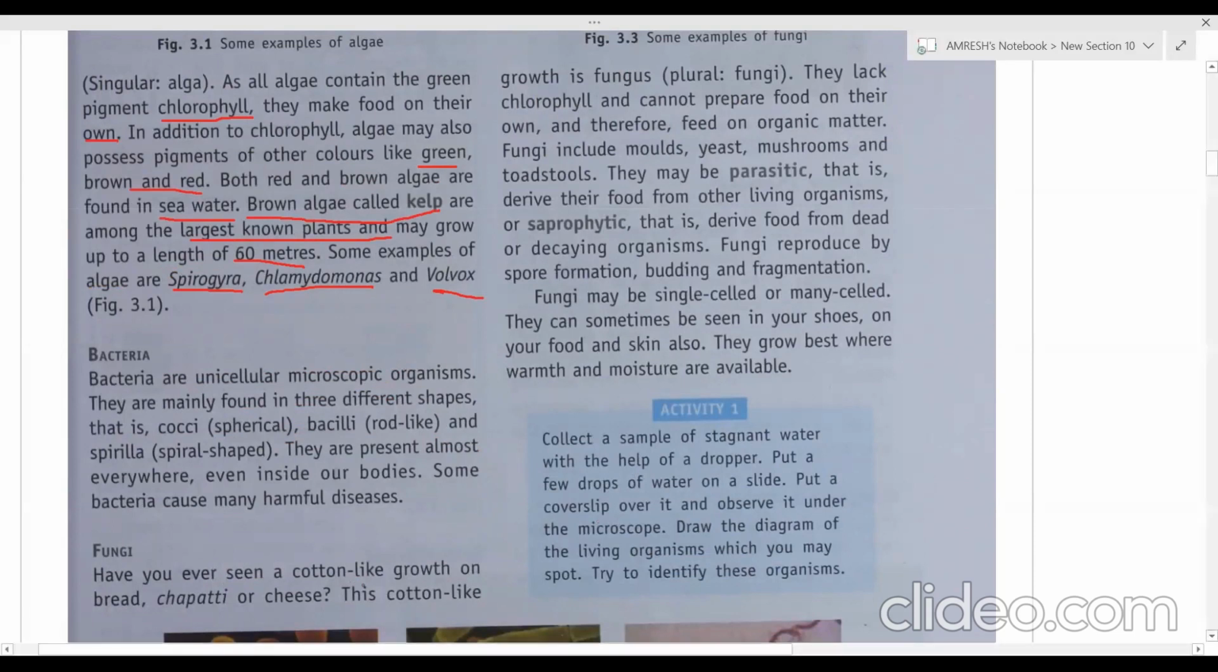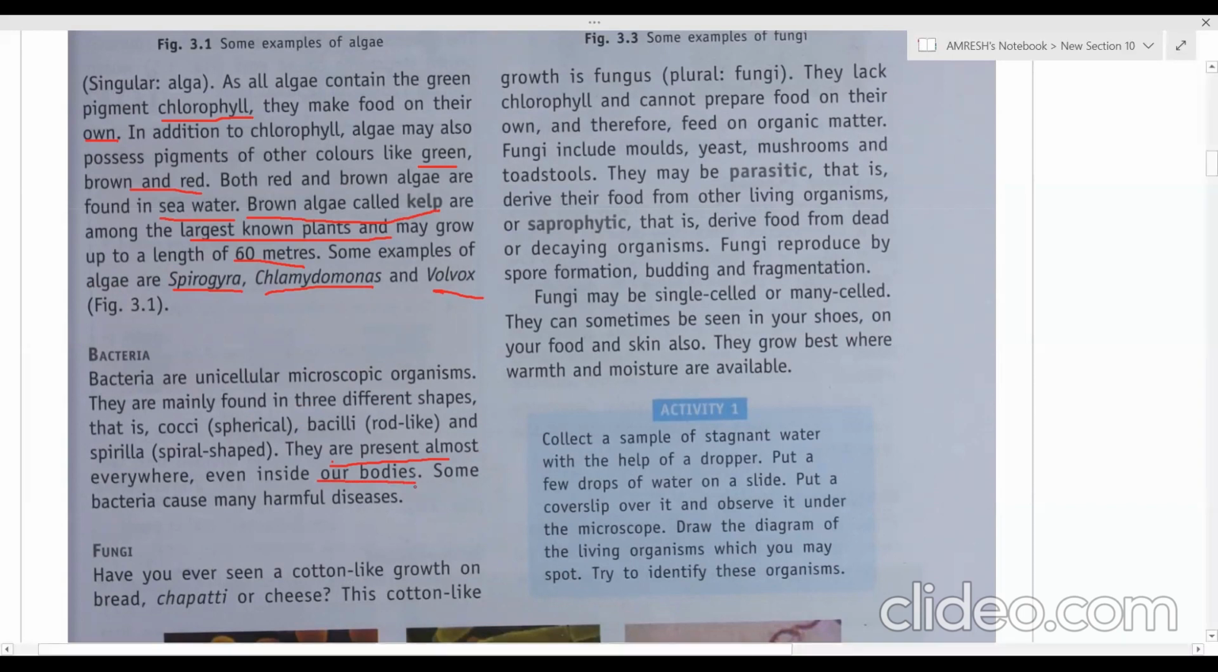Here also the same thing is given. We will just discuss it in short. They are present almost everywhere, inside our bodies also. In our intestine also we get bacteria. Bacteria are of two types, harmful bacteria and useful bacteria. Some bacteria are useful for us, for example for making curd.